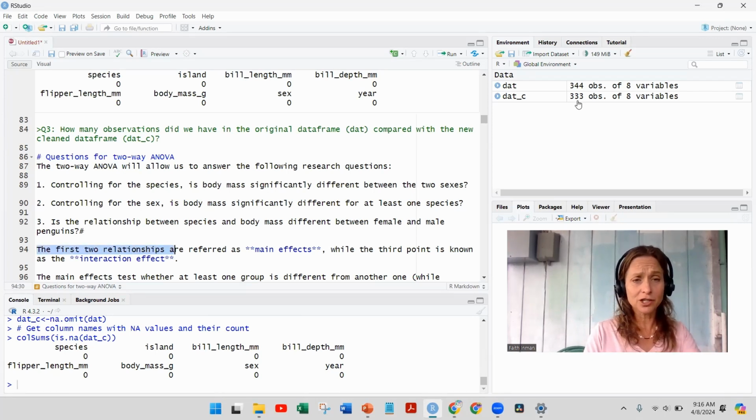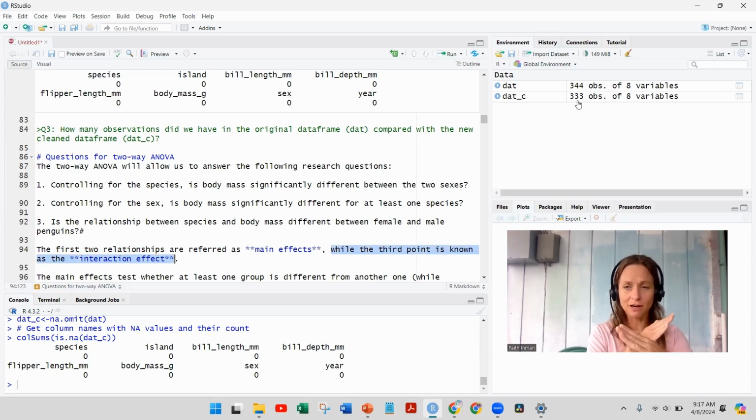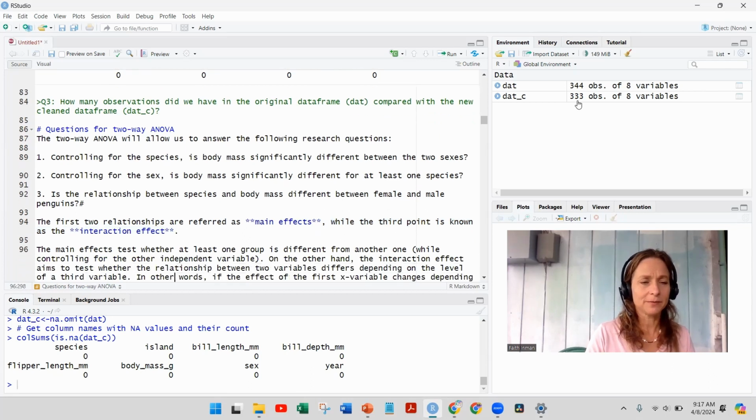The first 2 relationships are referred to as main effects. That's what we've been studying before. While the third point is known as the interaction effect. The interaction effect, that crossing, does the level of one variable affect, change the response of the other variable, right? So you'll see, it'll make more sense when you look at the graphs, right?